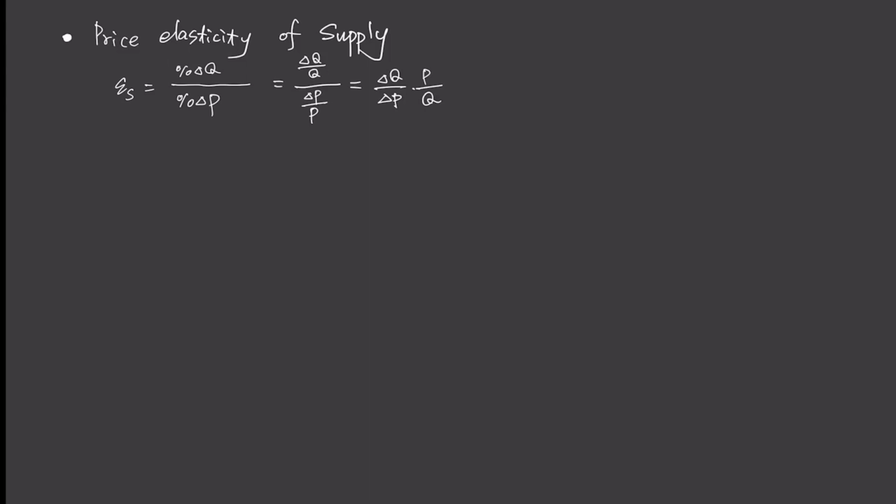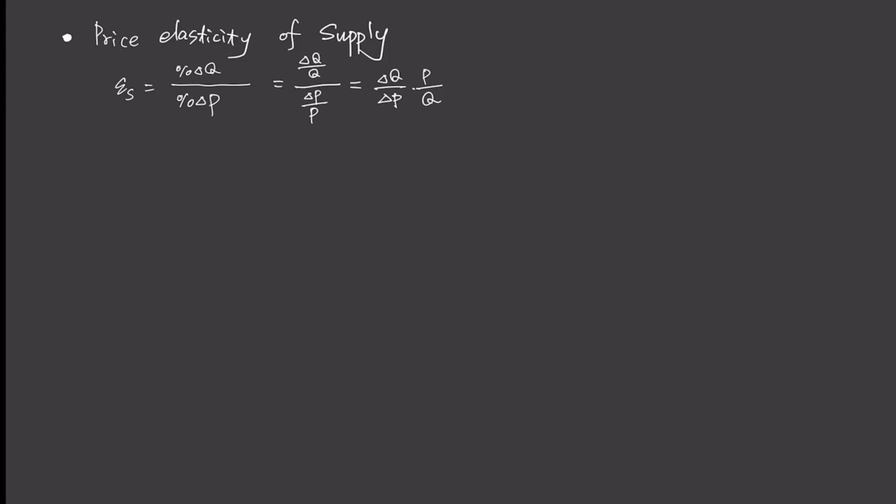But the difference is there is no negative sign up here, because of the law of supply. Price changes and quantity changes positively: price increases, supply increases. So there is no negative sign involved in elasticity of supply. Elasticity of supply is also always a positive value; 0 to infinity is the value range.